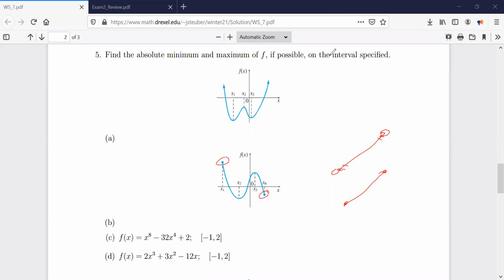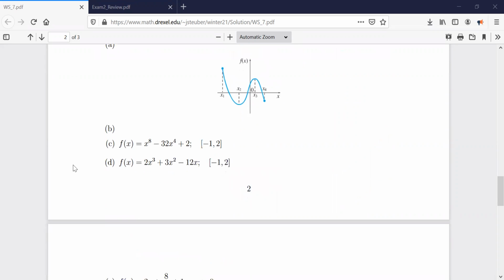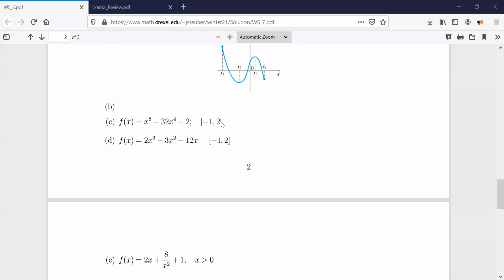Yes, thank you. Cool. And what I meant by bounded is that it has finite endpoints. I will only do D and E here. Actually, I'll do C and E here to save some time. So it can only occur at critical points or on the endpoints.